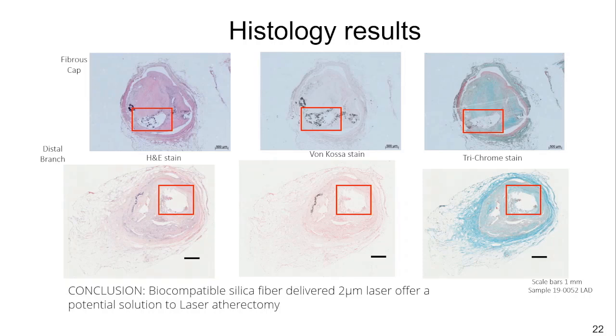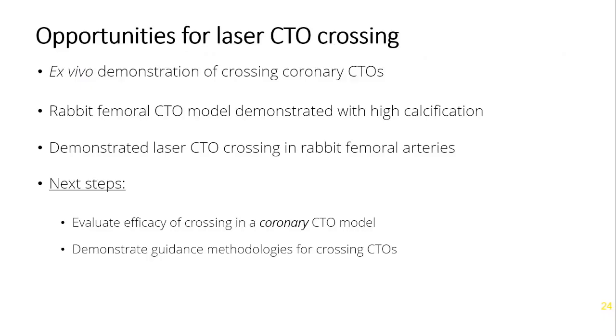I'll not go into our in vivo models and all the other results for time, but I'll just end with the opportunities for lasers for CTO crossing. We were able to demonstrate the ability of lasers to cross CTOs in ex vivo human arteries as well as in our femoral model. Our next steps are to evaluate this in a coronary model, which is closer to the human, in a big coronary model, and demonstrate image guidance methodologies for this.